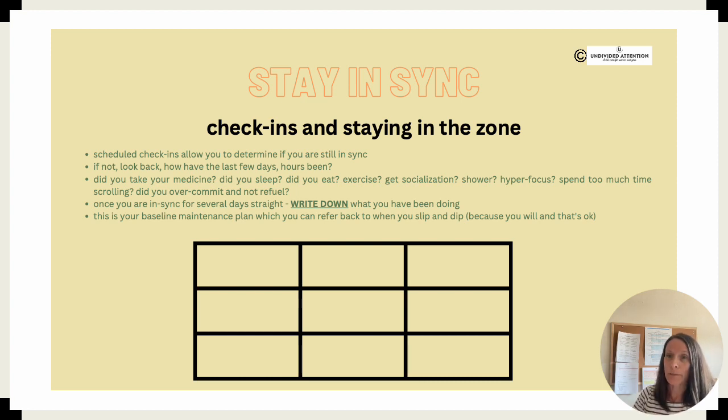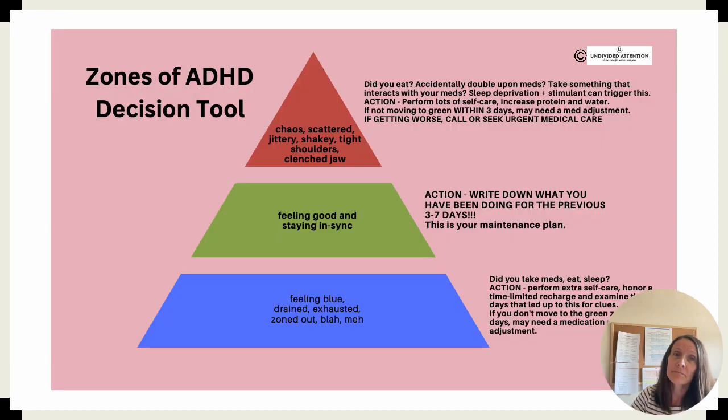Once you're in sync for a few days straight, write down what you've been doing. Because this is your baseline maintenance plan, and then you can refer back to that when you slip and dip, because you will, and that's okay. Write this down somewhere prominent where you can see it and refer to it often and maybe adjust it, so maybe something like a whiteboard can be really helpful. You can print this tool out and put it on your refrigerator or your bathroom mirror, or at your desk at work, etc.